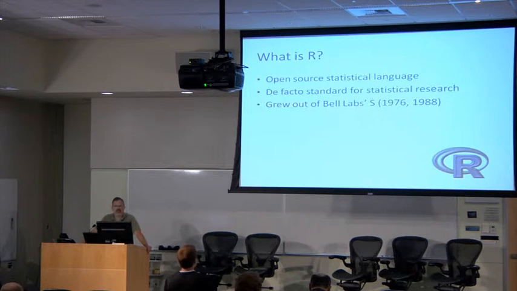So, a little history. The name R doesn't really suggest what it's about. S does. So S for statistics. S was the original language developed in Bell Labs in '76, and then went through a major revision in 1988. The version of R that we have now is a lot like S from '88.